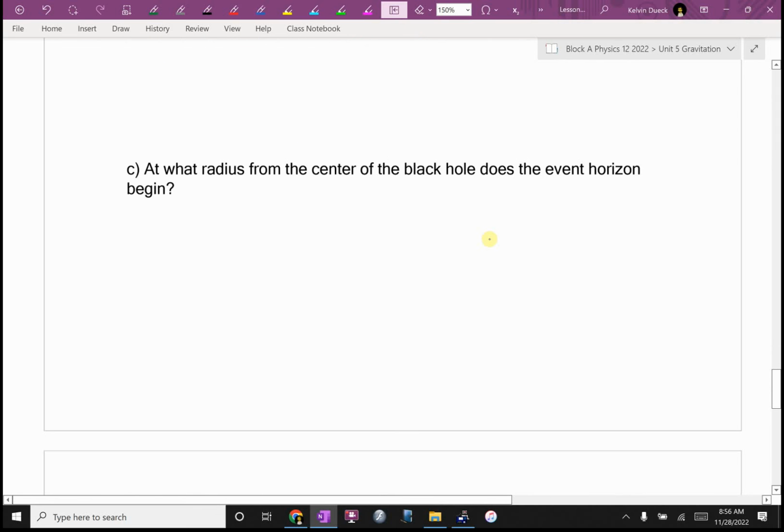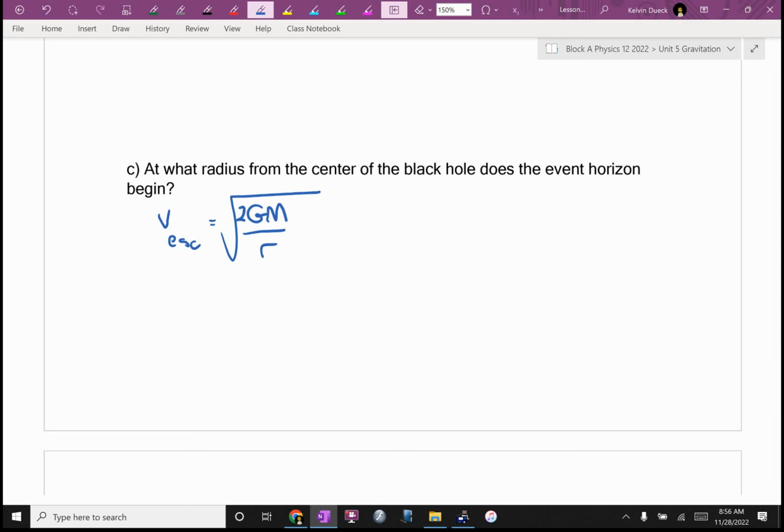C. At what radius from the center of the black hole does the event horizon begin? So the event horizon, that's the specific location where the gravity field has become strong enough that escape velocity is faster than light. So what we're going to do, Alice, is start out with our escape velocity equation, and we're going to get the R by itself, because that's where the event horizon is going to begin.